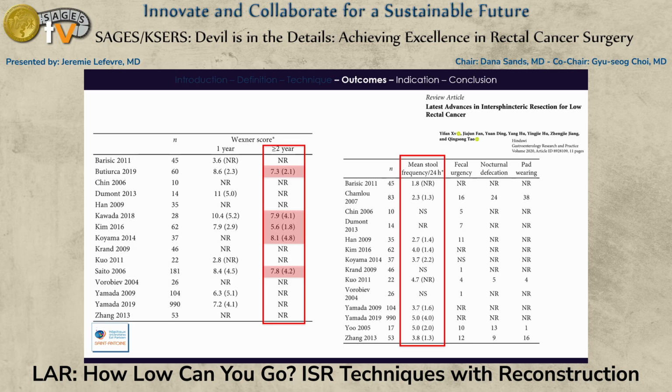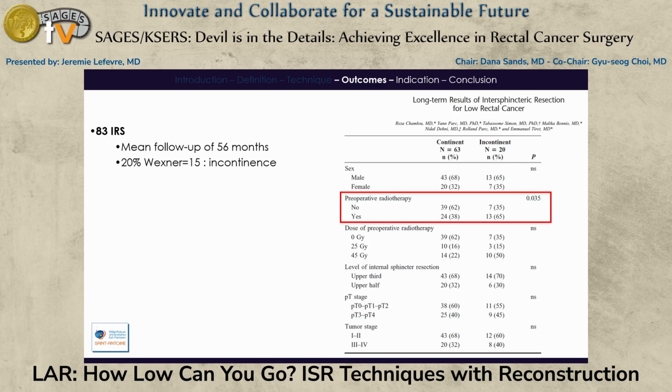After 2 years, one study looked at the Wexner score. In the majority of studies it is above 8, which is clearly a bad functional outcome. So the patient has to be aware of this problem. And what are the risk factors for incontinence after an intersphincteric resection?